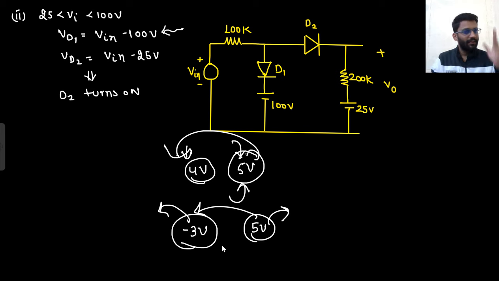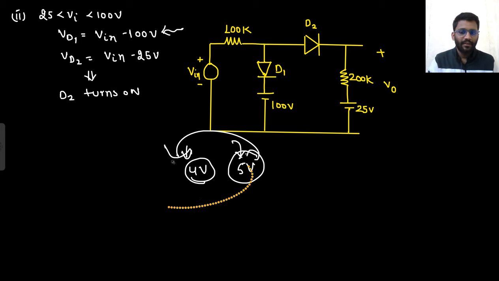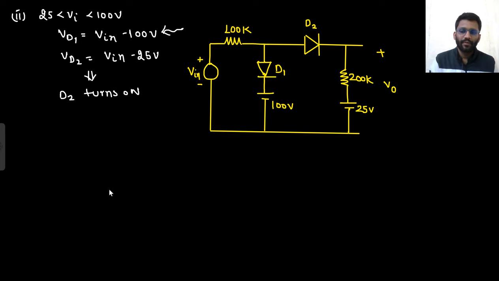Now, if this is forward biased, this can also be forward biased. This is having forward bias of 5 volt, this is having forward bias of 4 volt. So now which is having the higher one? 5 volt. So first it will turn on, and based on that we will decide whether the 4 volt one will turn on or not. But here in this case, what do you see? Vin is less than 100 volt, that means certainly D1 is off. Right? Certainly D1 is off. So again, your V0 is 25 volt. Right?